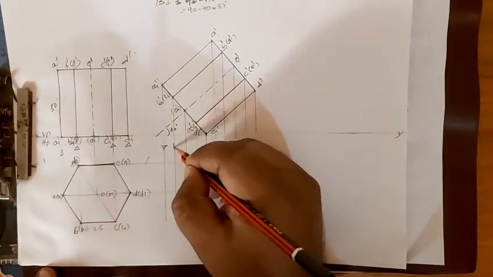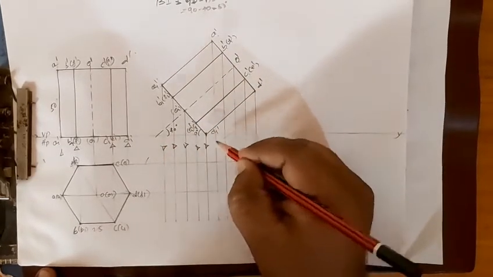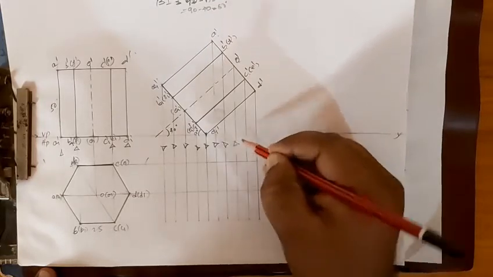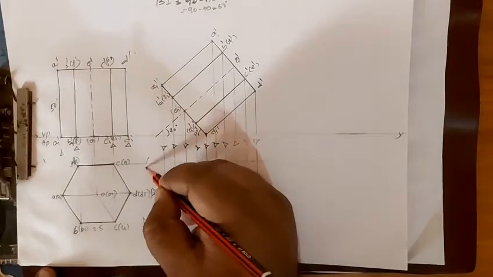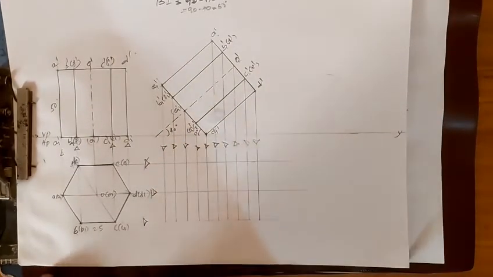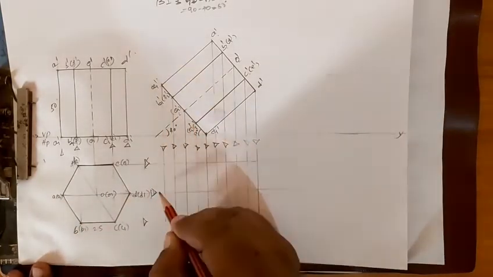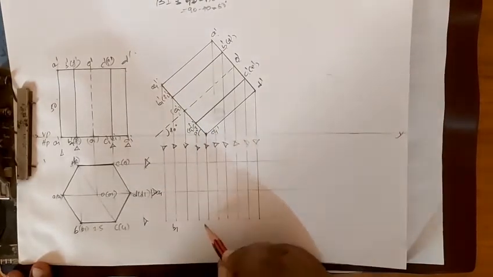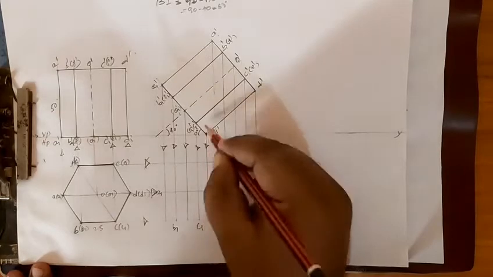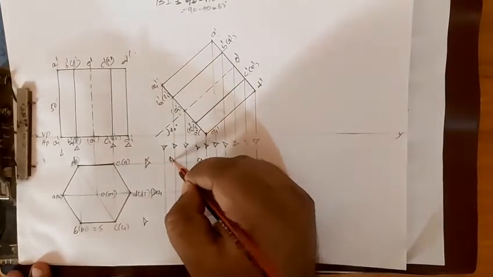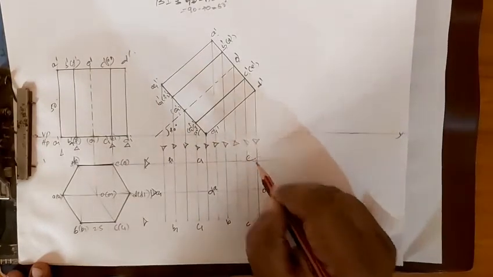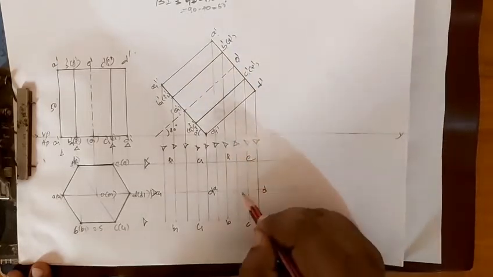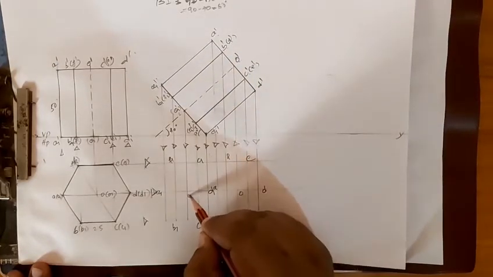Give the arrow marks for all the projectors. And we'll mark ABCD for A1, B1, C1, D1. We'll get A1 here, B1, C1, D1, E1, F1. In the same way, here we'll get A, B, C, D, E, F. And this point is called O, O1.